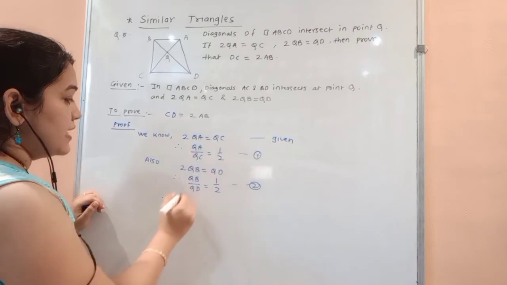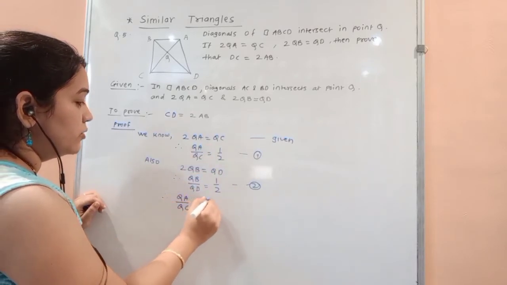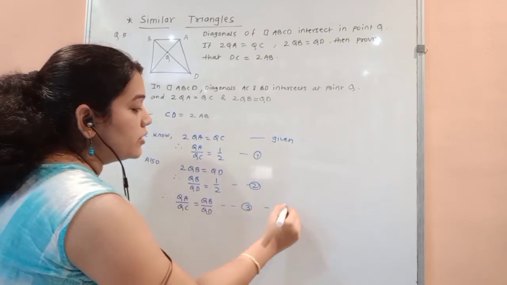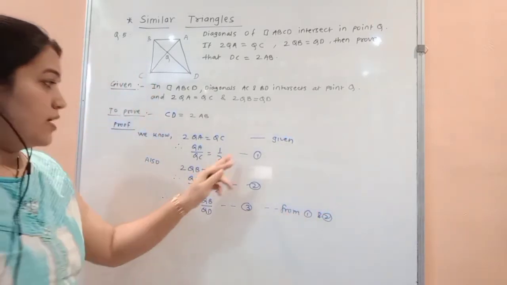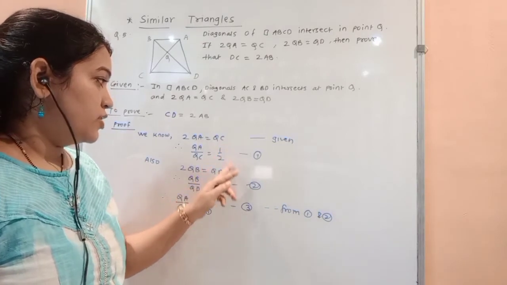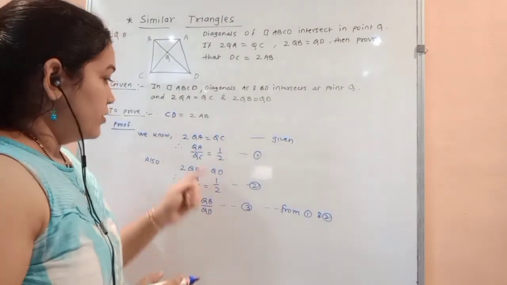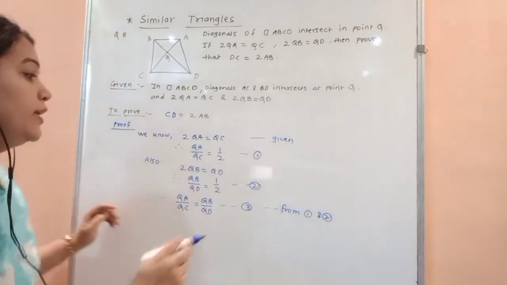Therefore I can say QA upon QC is equal to QB upon QD. Number it as equation 3. Reason is from 1 and 2. See here, ratio is 1/2. Ratio is 1/2 means RHS are same. Therefore we can equate the LHS. Yes or no? So therefore we can say QA upon QC is equal to QB upon QD.